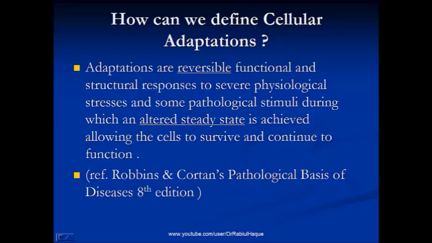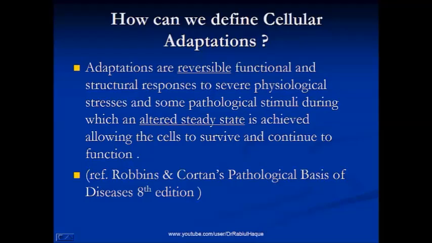Okay, so always remember when you try to memorize the definition, always look for keywords. So here we can see we have two keywords. The first thing is reversible. Adaptation is a reversible response. And the second important point is here the cells are achieving an altered steady state. This is a very important section of the definition. Okay, so the cells have changed, either in their size or in their number, metabolic activity, phenotype. Why? To achieve a steady, a stable state so that they can continue to function.